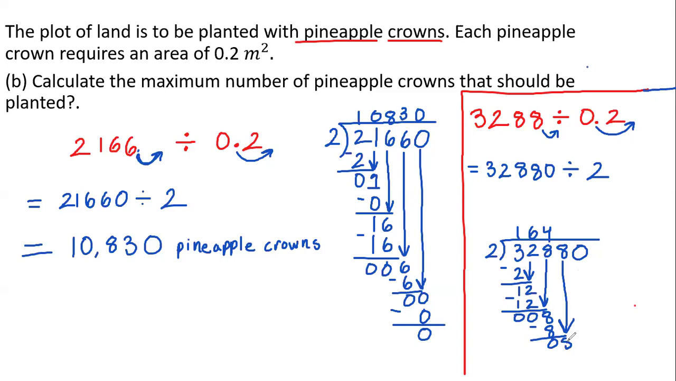2 goes into 8 how many times? 4 times again. So it's gonna be 8 again. Bring down the 0. Now it's just 2 going into 0, 0 times. And then 0 minus 0 is 0.